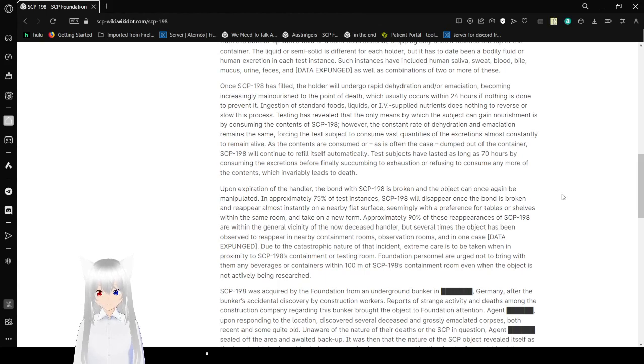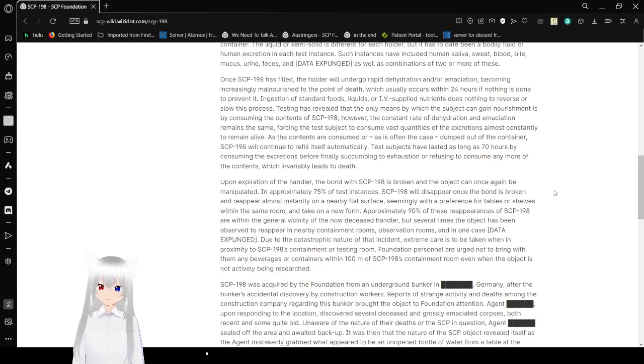As the contents are consumed, or as is often the case, dumped out of the container, SCP-198 will continue to refill itself automatically. Test subjects have lasted as long as 70 hours by consuming the excretions before succumbing to exhaustion, or refusing to consume any more of the contents, which invariably leads to death.